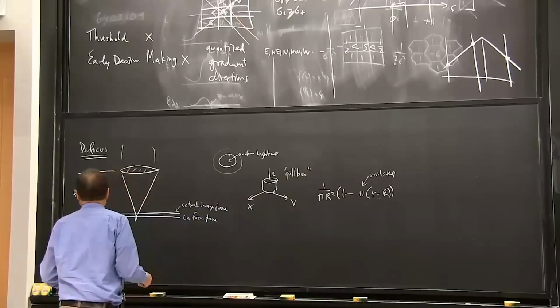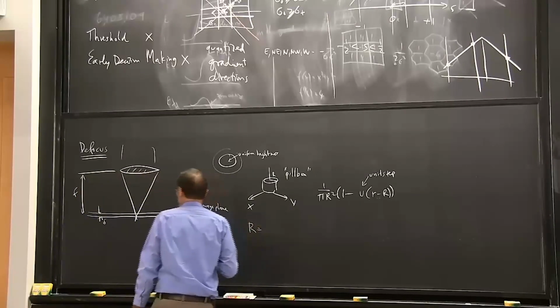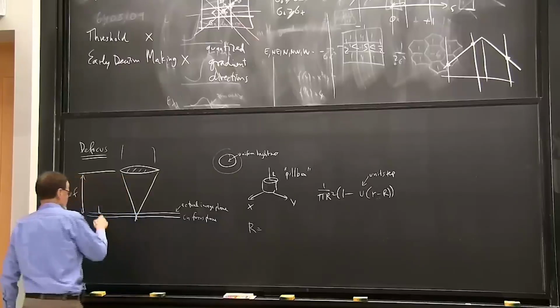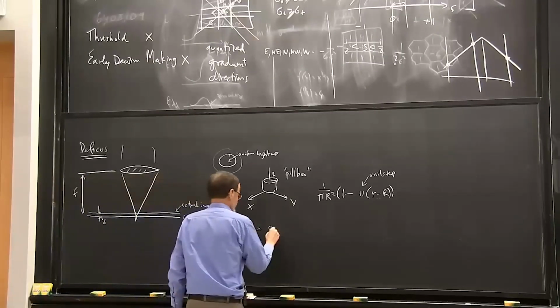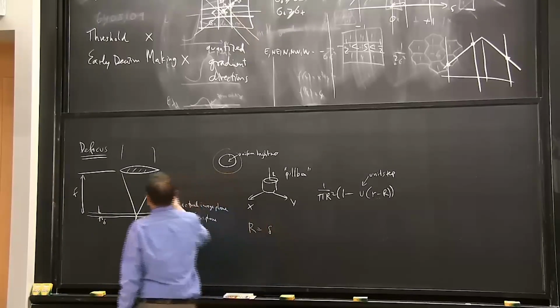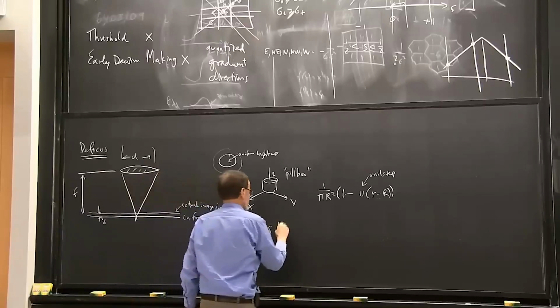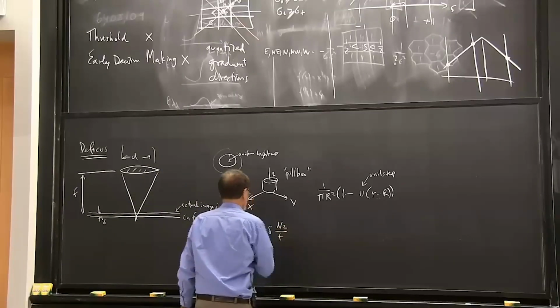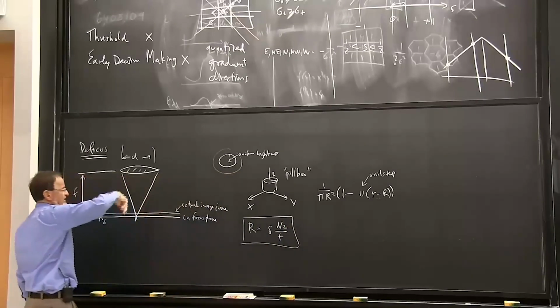The other thing I need is, what is big R? How big is it? Well, it's obviously going to depend on how far out of focus I am. So it's going to depend on delta, and it's going to depend on the size of the lens, something like that. Right, it's just similar triangles again.